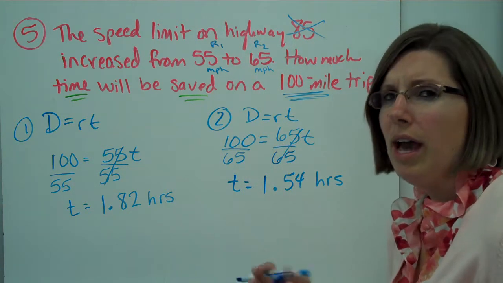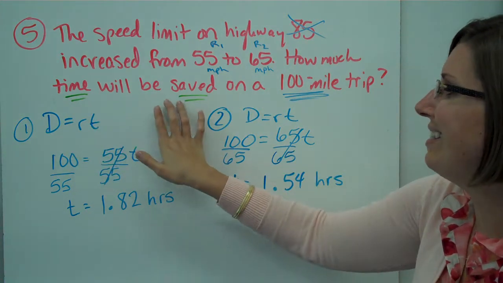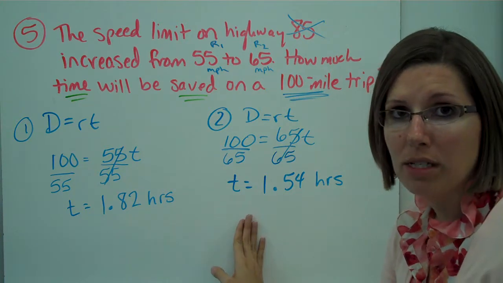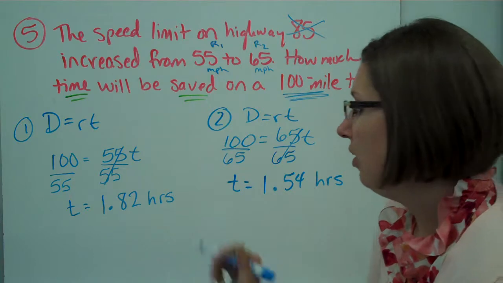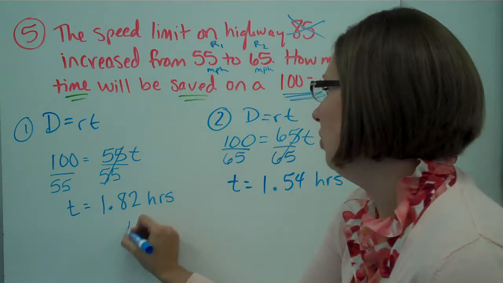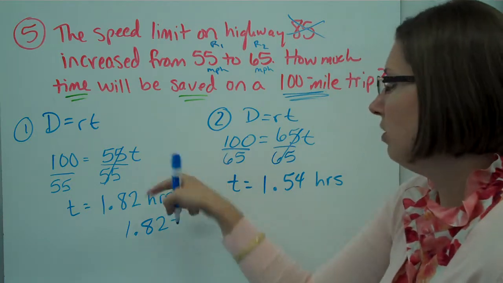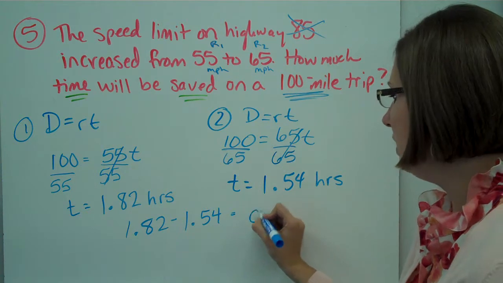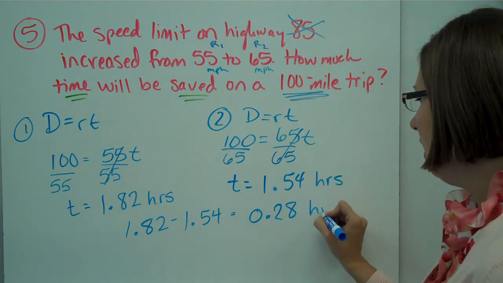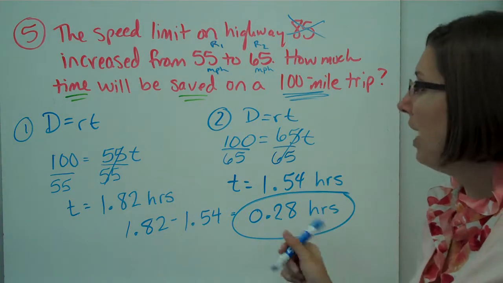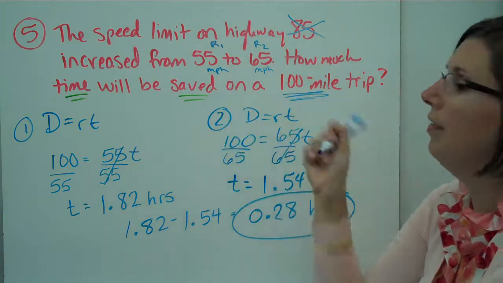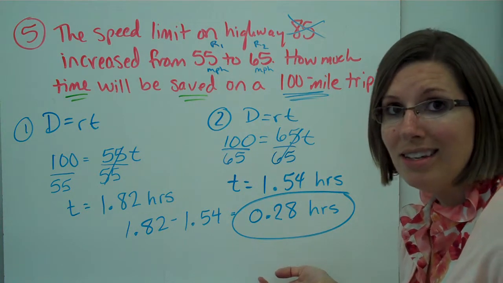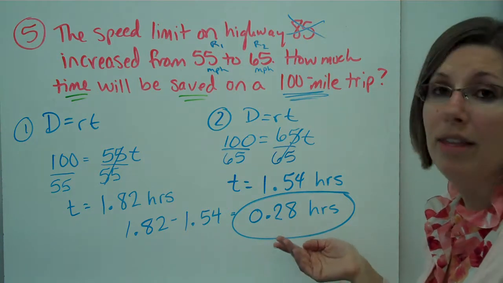Did I answer the question yet? Well, I'm looking for how much time will be saved. To figure that out, I'm actually going to subtract these 2 times because I'm looking for just one increment of time. So 1.82, which was my first scenario, take away 1.54, my second scenario, gives me 0.28 hours. That's how much time will be saved on this trip, going faster. It didn't ask me how many minutes, so I'm going to leave my answer in this decimal form.